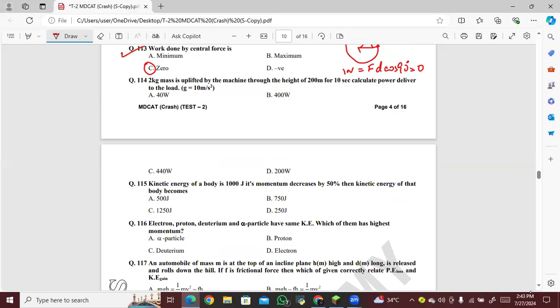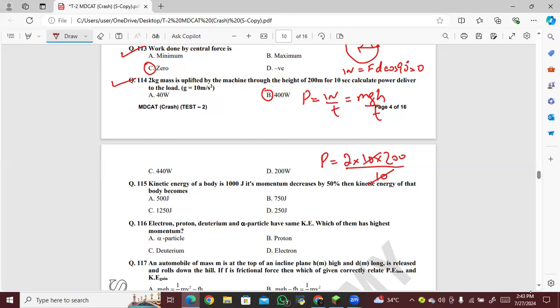A 2 kilogram mass is uplifted by a machine to a height of 200 meter in 10 seconds. Calculate the power. The formula of power is work done over time, or it is mgh over time. So it is 2 multiplied by 10 multiplied by 200 divided by 10. So it's 400. B is the right option.